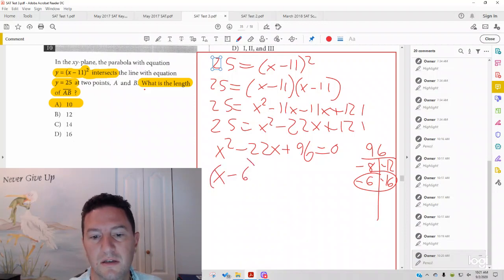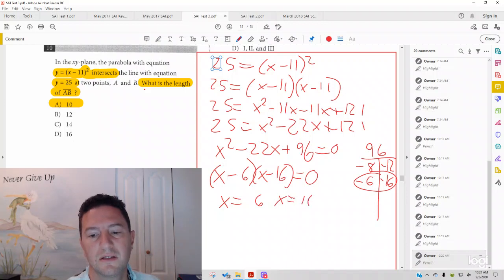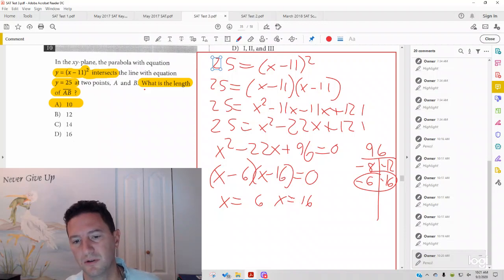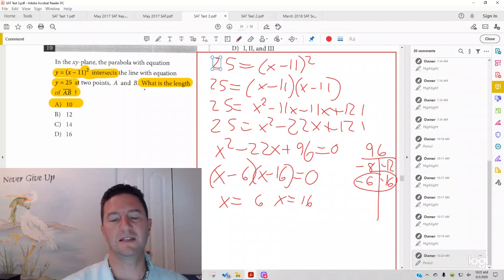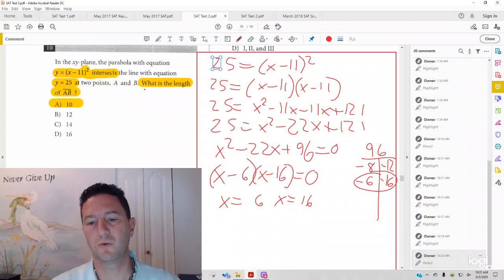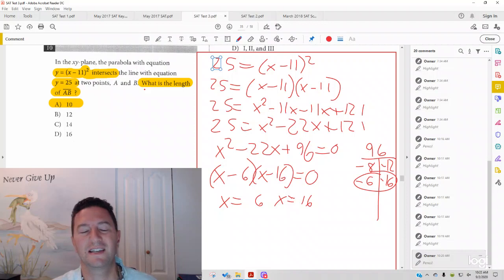(x minus 6) times (x minus 16). That's going to equal 0. And so your values for x here are x equals 6 and x equals 16. Remember that last step is x minus 6 equals 0, x minus 16 equals 0. And then you add your 6 to both sides, add your 16 to both sides. Most of you will be able to just see this and know if your two x's are 6 and 16, then the difference once again is 10 because your y's are the same. Your y's are 25 for both of those. Remember that the coordinates are 6, 25 and 16, 25.